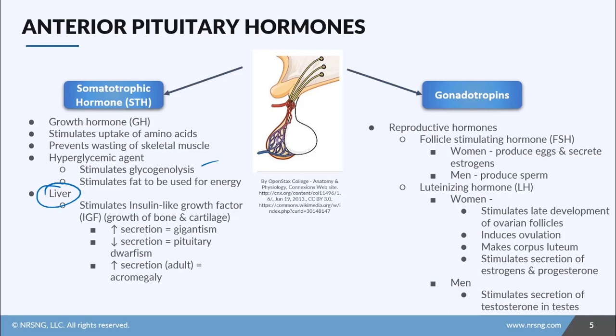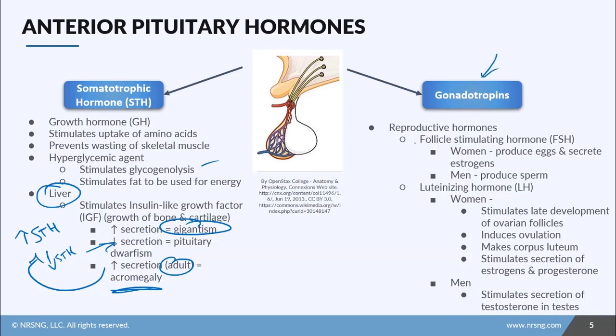So if there's an excessive secretion of this STH, it's going to result in a condition called gigantism, especially in younger people. If there's a decrease in STH, you're going to get pituitary dwarfism. Now, in adults, if there's an excess secretion of the STH, this can result in a condition called acromegaly. Now, when we look at reproductive hormones, these are going to be called gonadotropins.